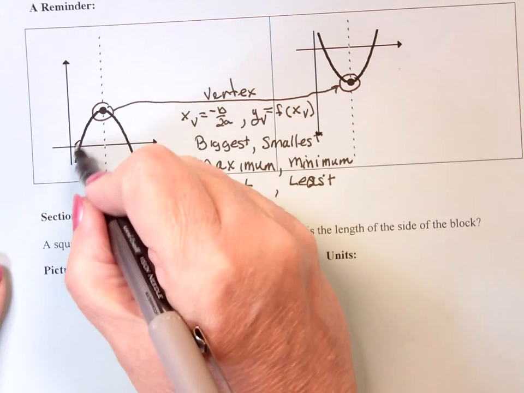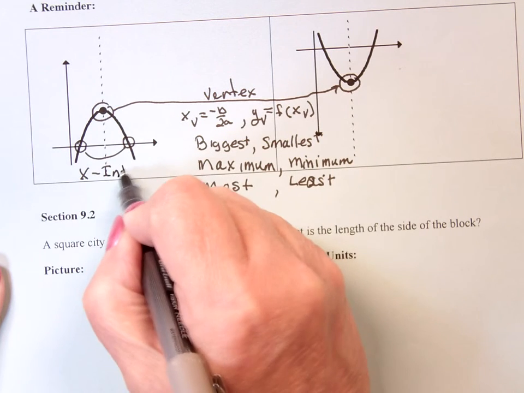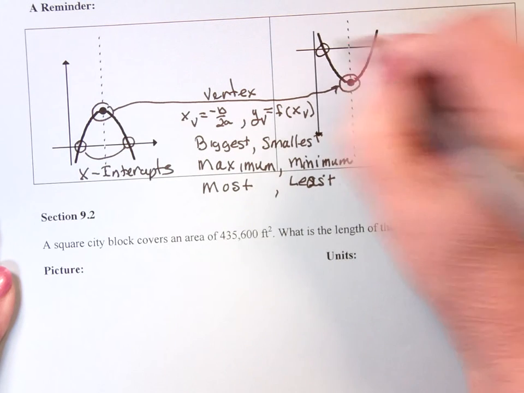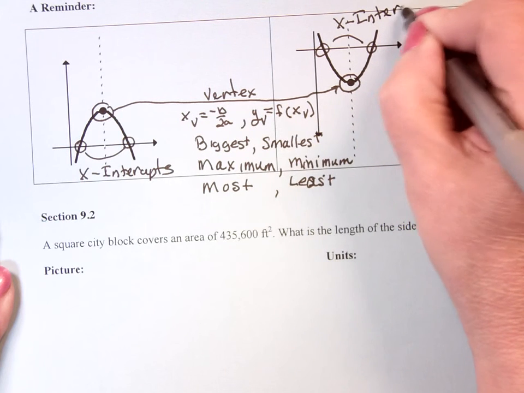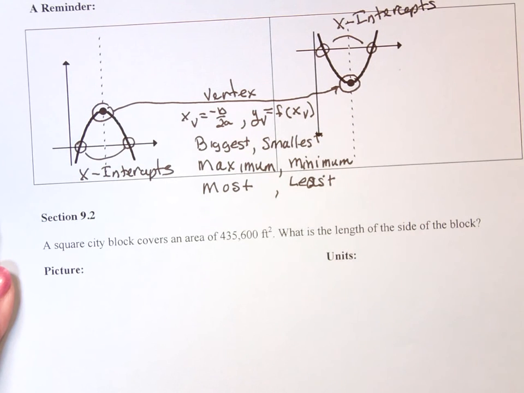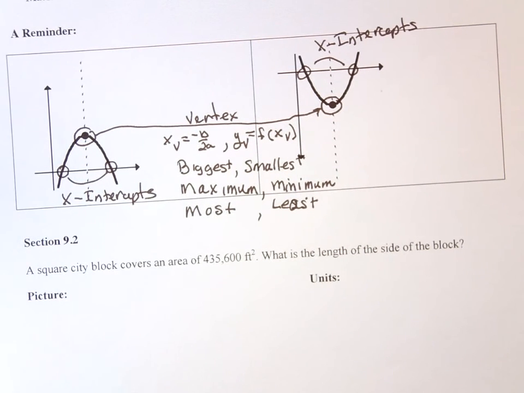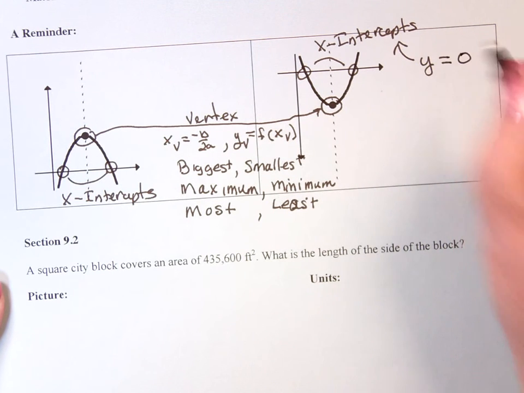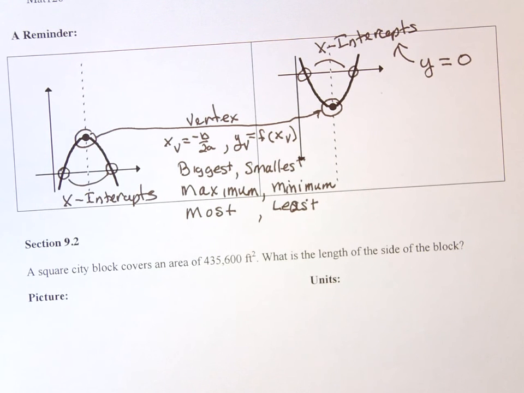Then I could be looking for these guys. This is the x-intercepts. So it could be on either end. So then you want to know, how do I know when I'm finding the x-intercepts? Well, the x-intercepts will always come in when I'm looking for a y value of 0.